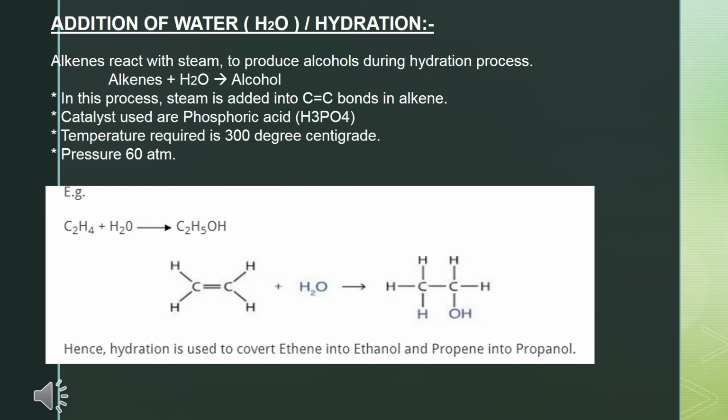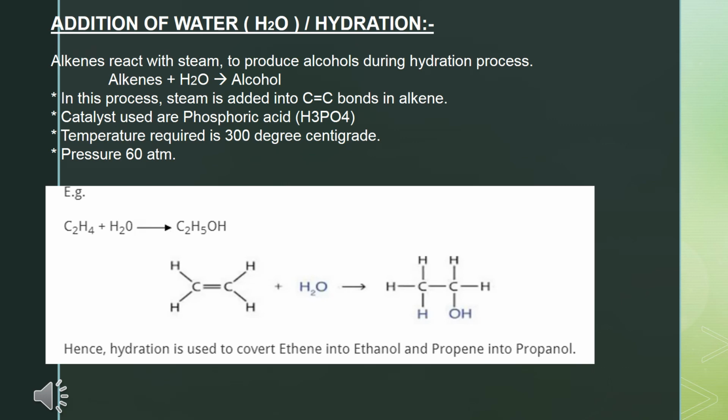For example, an alkene reacts with water in gaseous form, and it forms an alcohol. In this process, steam is added across the carbon-carbon double bond in the alkene, and the catalyst used to speed up the reaction is phosphoric acid, H3PO4. This process requires a temperature of around 300 degrees Celsius and a pressure of around 65 atmospheres.